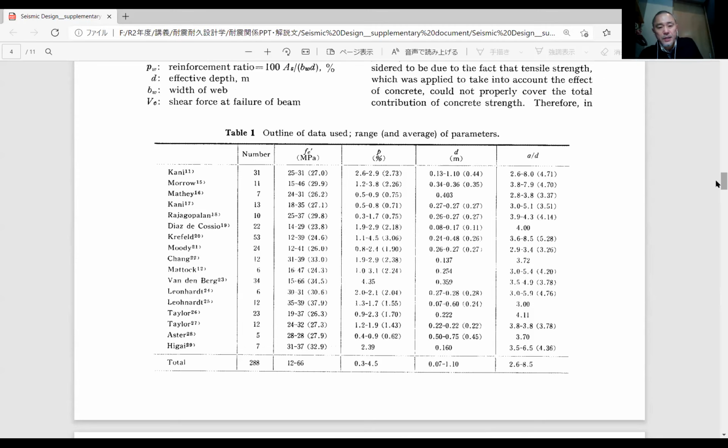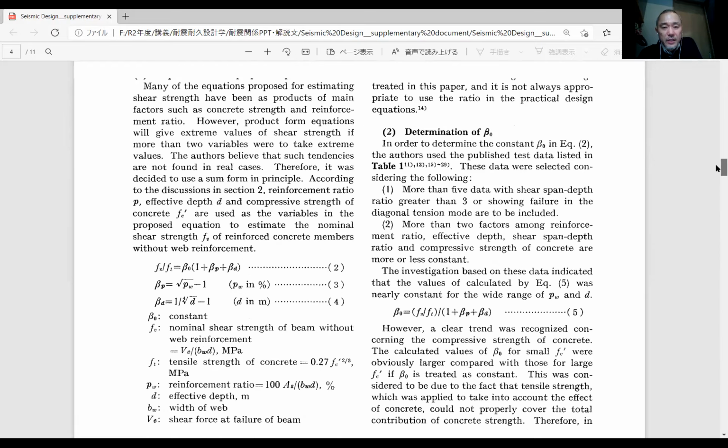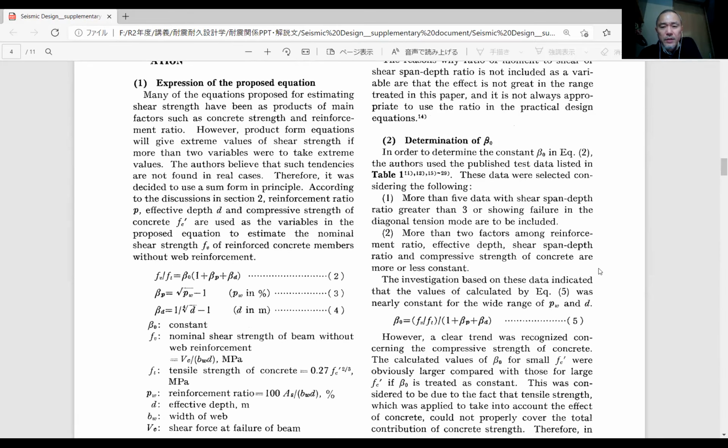If you studied this paper, it's written that selecting appropriate data is one of the most important things in this kind of research. It's not explained in this paper how they selected data. It's roughly explained somewhere here, maybe here. These data were selected considering the following.